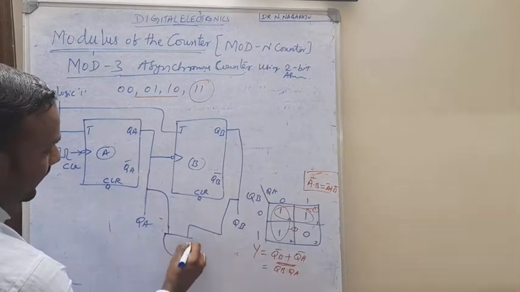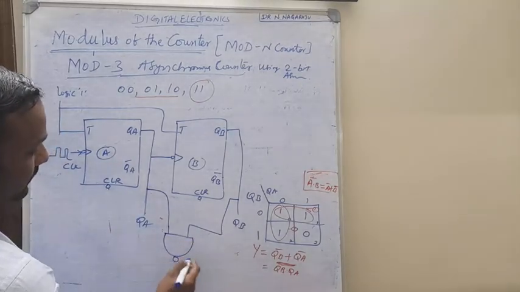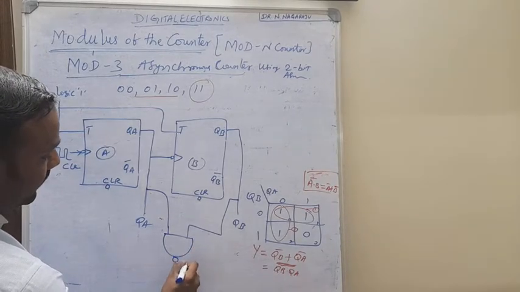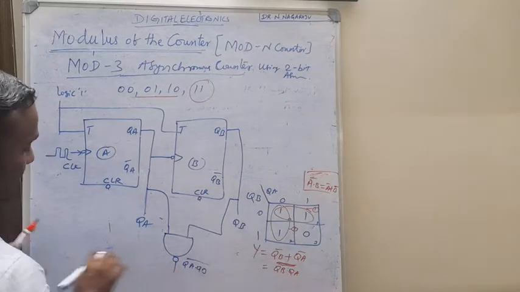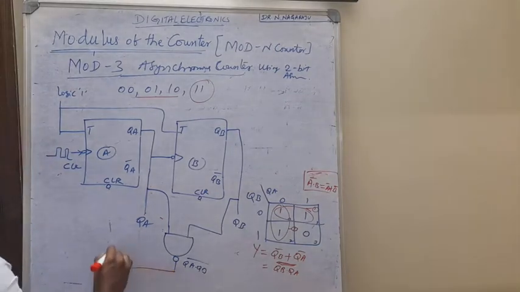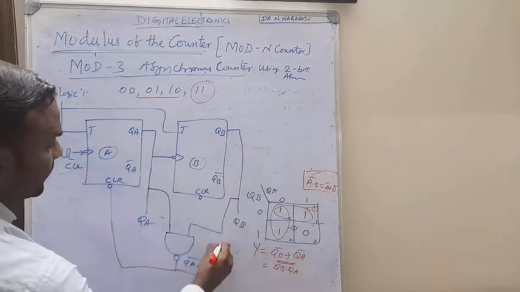You just put a NAND gate over here. At this point, what's the output? QA dot QB the whole bar. So you just connect this to the clear signal. Connect this to the clear signal. Both are the same.